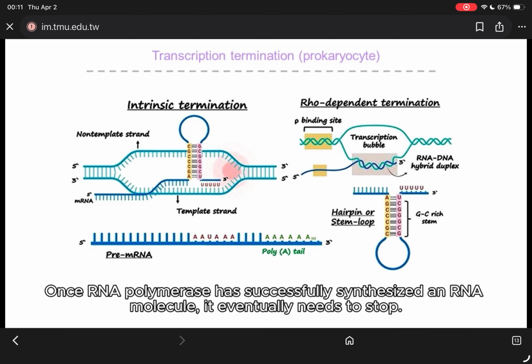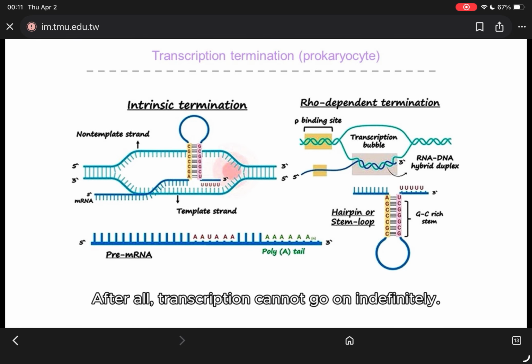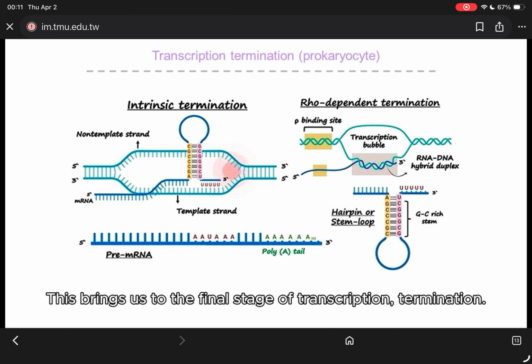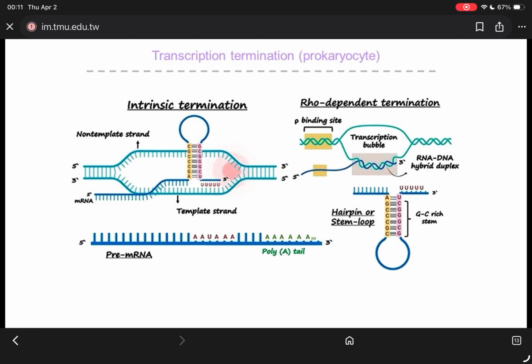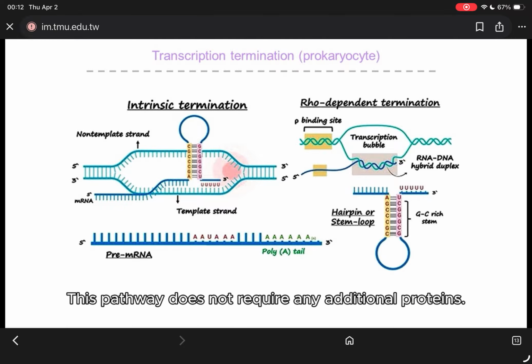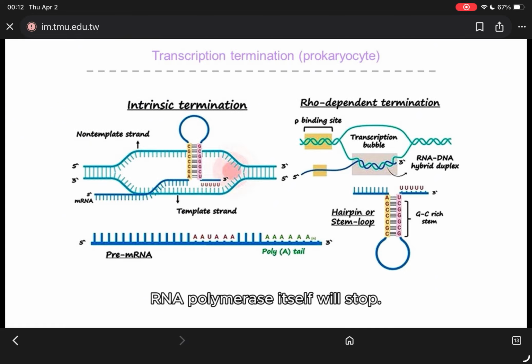Once RNA polymerase has successfully synthesized an RNA molecule, it eventually needs to stop. After all, transcription cannot go on indefinitely. This brings us to the final stage of transcription, termination. In prokaryotes, there are 2 common mechanisms, intrinsic termination and rho-dependent termination. Let's start with intrinsic termination. This pathway does not require any additional proteins. RNA polymerase itself will stop.